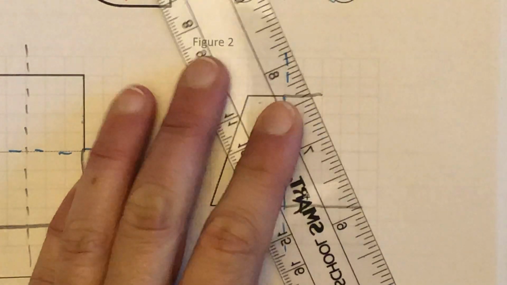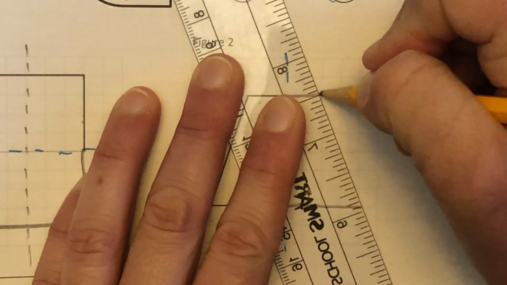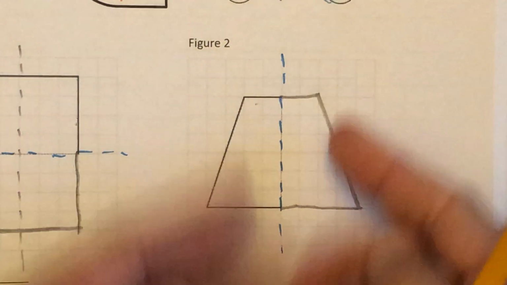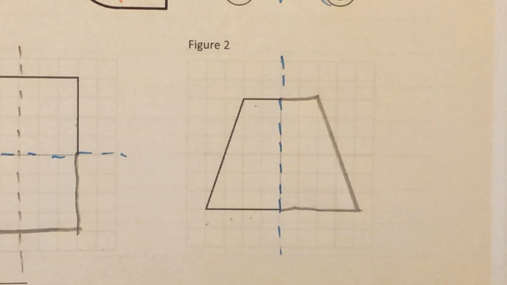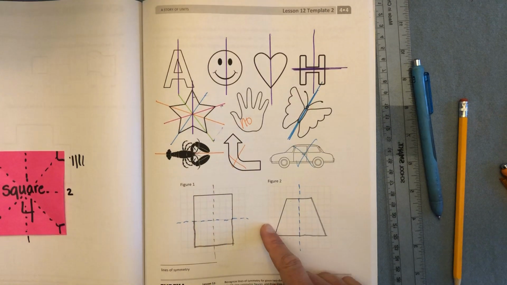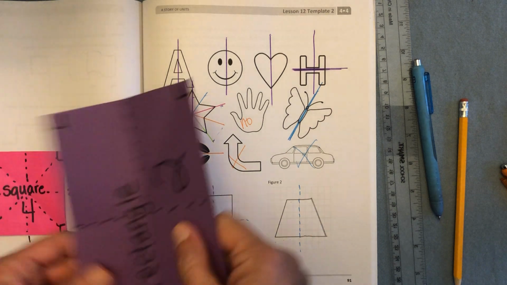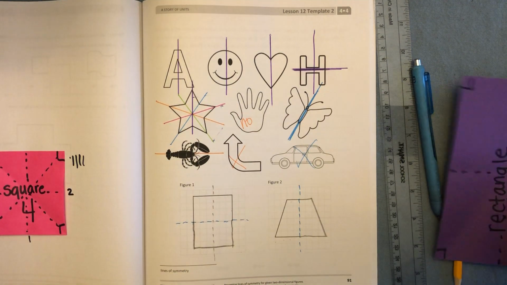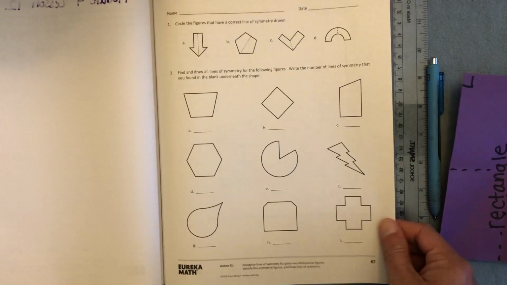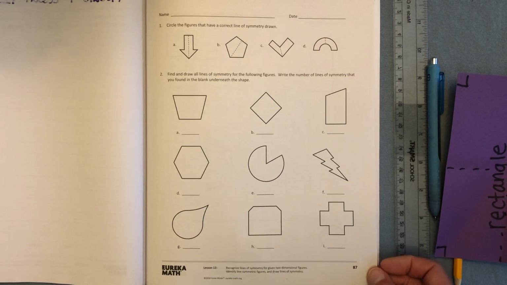And then I'm going to take my straight edge and connect them. So I've now drawn the other side. All right, so what we've done is we've defined symmetry, we have identified it, and we've also drawn it. What you are going to do today, my friends, is work in your problem set. You are going to work on pages 87 and 88.